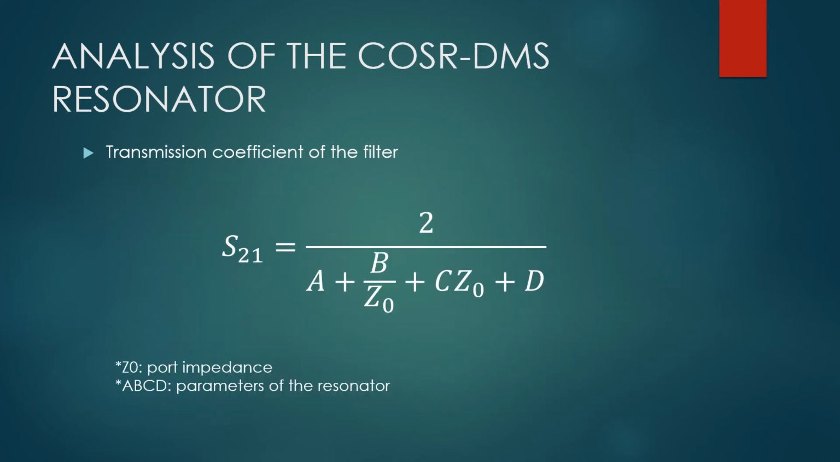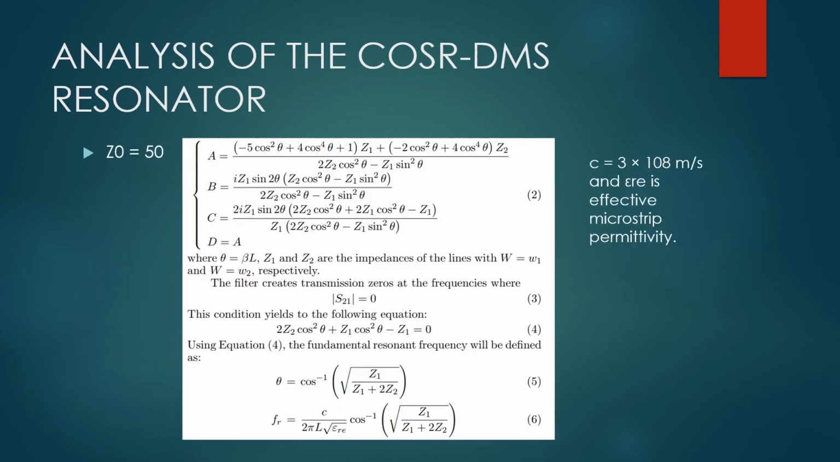In this formula, Z0 is just the impedance of the port, and A, B, C, D are 4 parameters. The details of how to calculate these parameters are listed in the next slide. Here, the default Z0 is 50. Theta can be calculated by beta times L. Z1 and Z2 are the impedance of lines with W equal to omega 1 and W equal to omega 2 respectively. When the absolute value of S21 is 0, the filter creates a transmission 0.